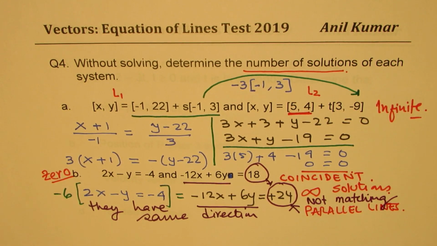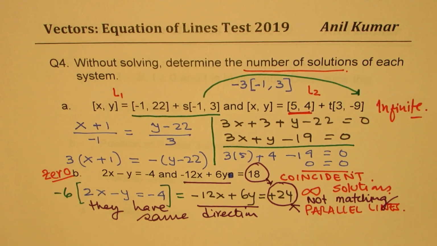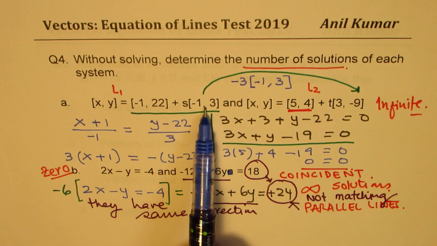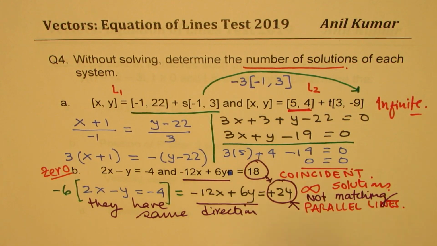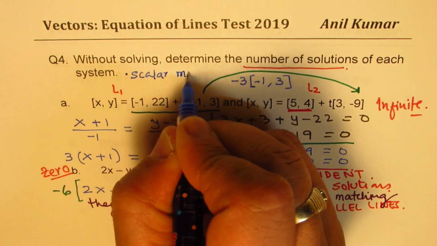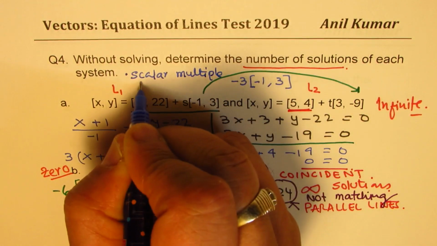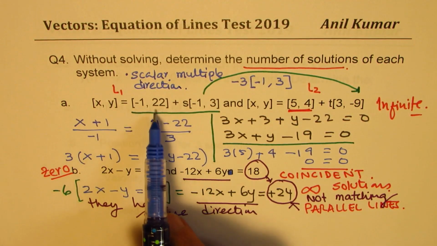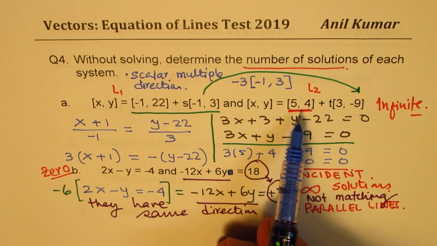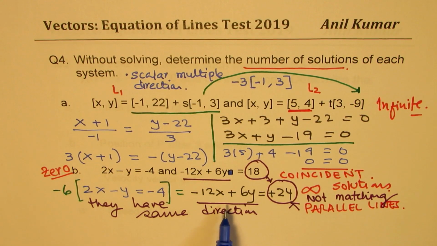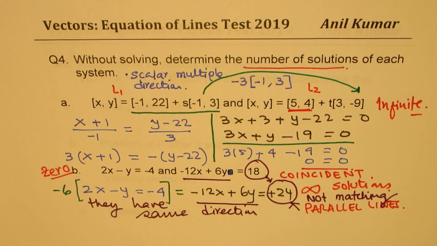I hope this concept is absolutely clear. So we are not trying to find the points, but we are just seeing first, are the directions scalar multiples? So that is the first test, scalar multiple direction. And the second one is, does the point lie on the other line? Right? So in the first case, the point lies on the other line, so they are coincident. In the second case, we have different y and x intercepts, so they are parallel. Clear?